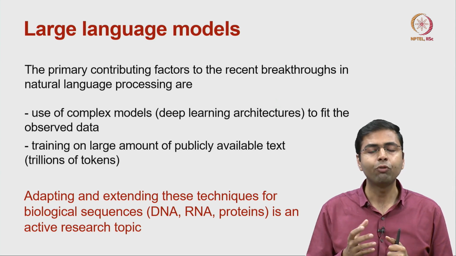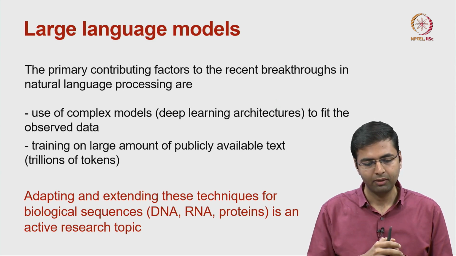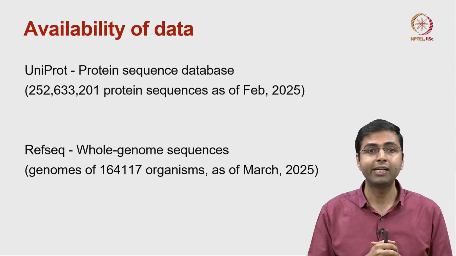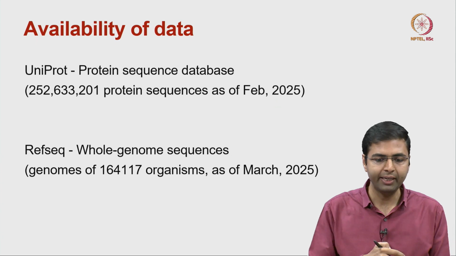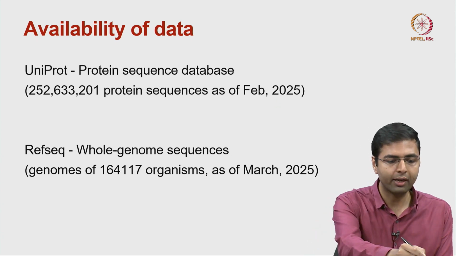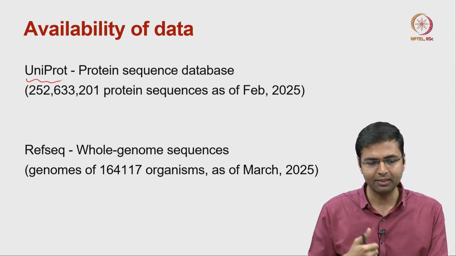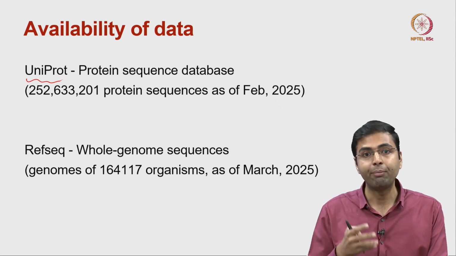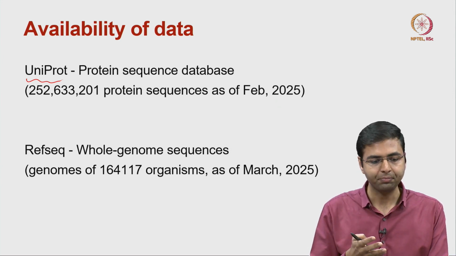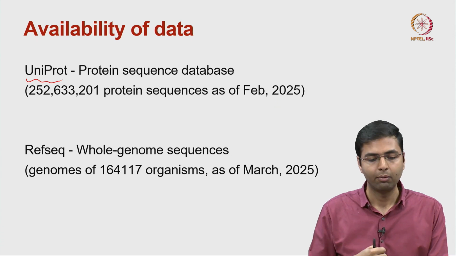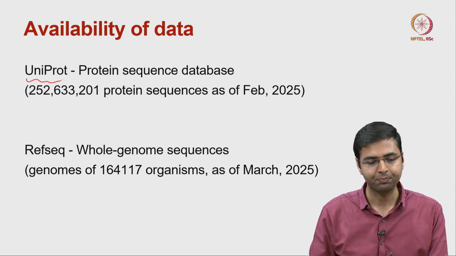One reason why researchers are interested in extending these techniques to biological sequences is because we also have a lot of data available for protein, RNA and DNA sequences. For example, in the protein sequence case, UniProt is a popular database that contains a very large number of protein sequences. As of February 2025, it had 252 million protein sequences in the database.